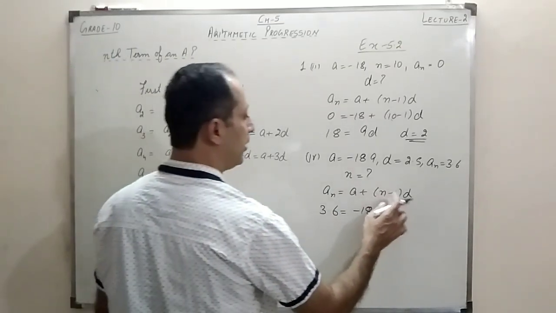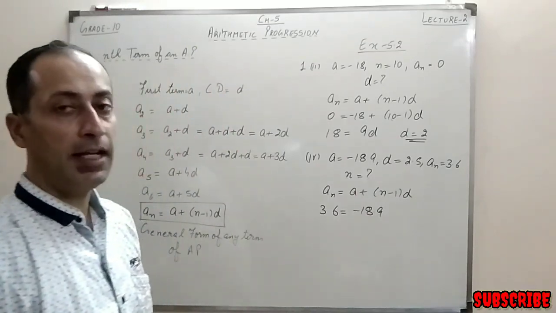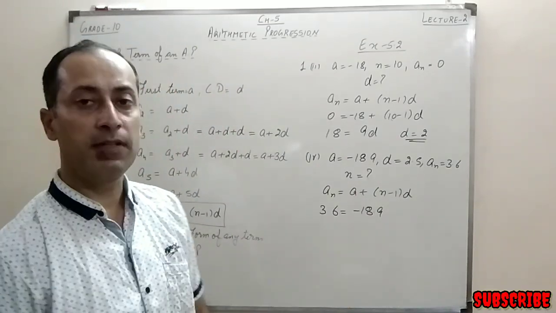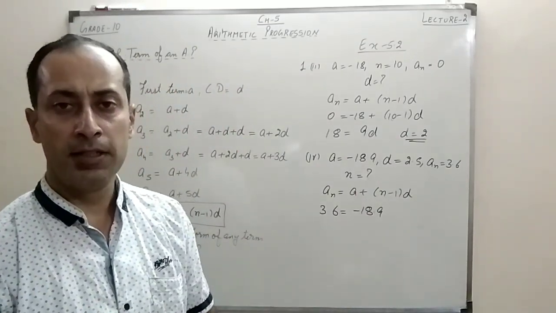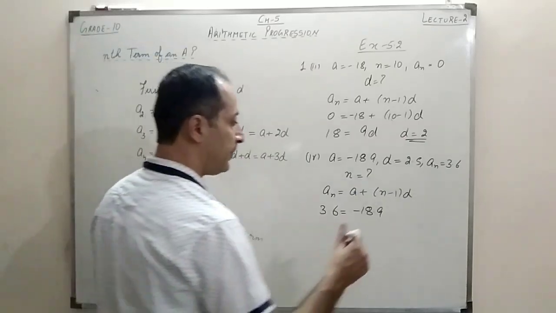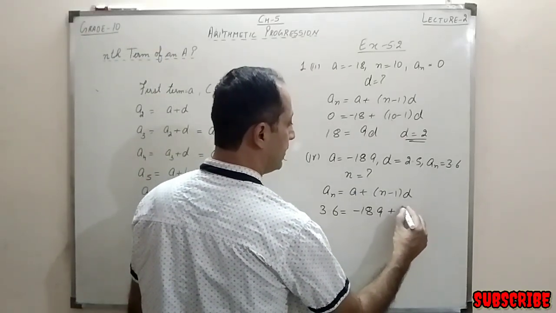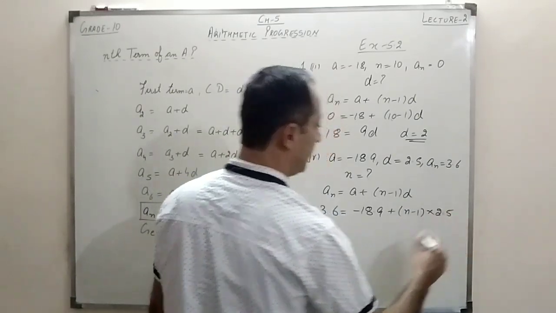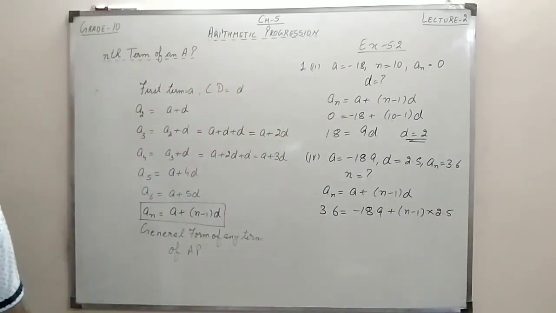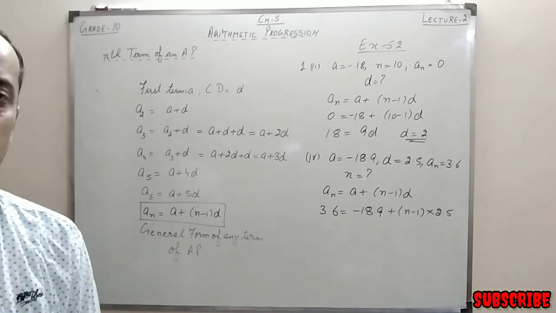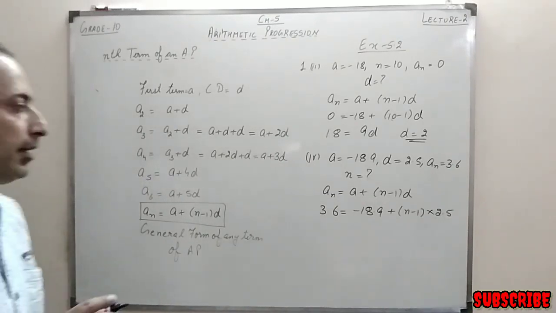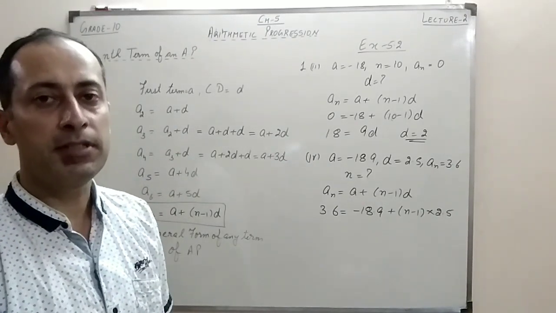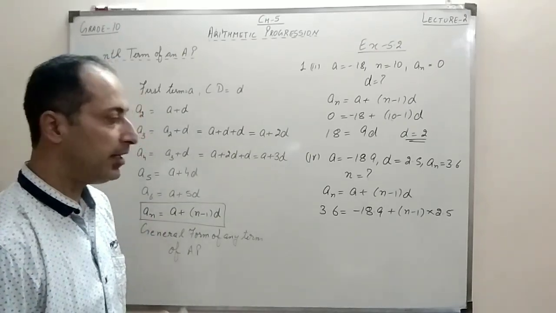But here, n cannot be negative, but if the value of d is given as negative, then you should put it in brackets to minimize the error. So this is plus (n minus 1) into 2.5. Simplify very carefully.